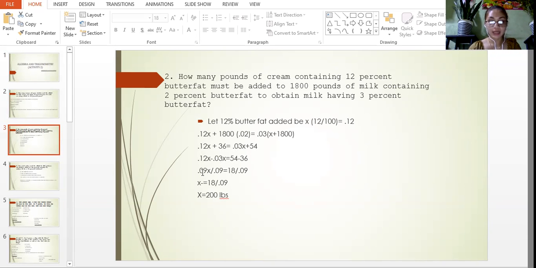0.12x minus 0.03x is equal to 54 minus 36. So 0.09x over 0.09 is equal to 18 over 0.09. So x is equal to 18 over 0.09. So x is equal to 200 pounds.